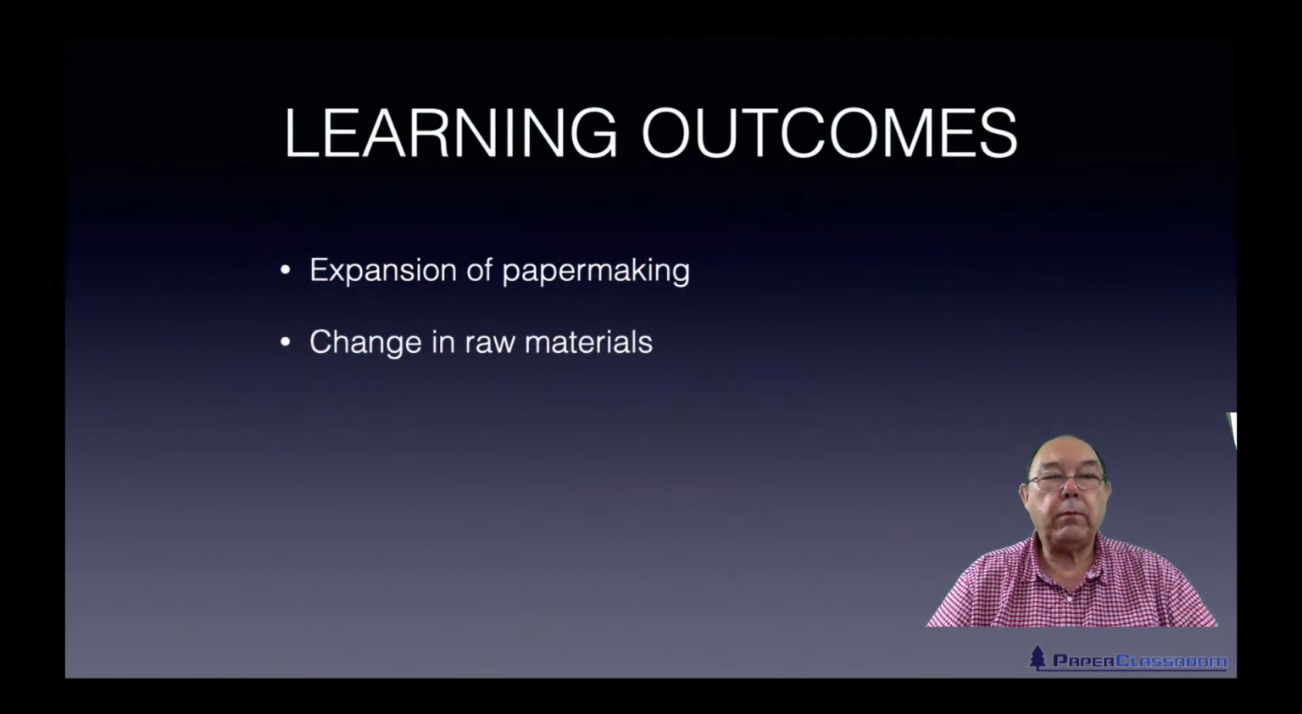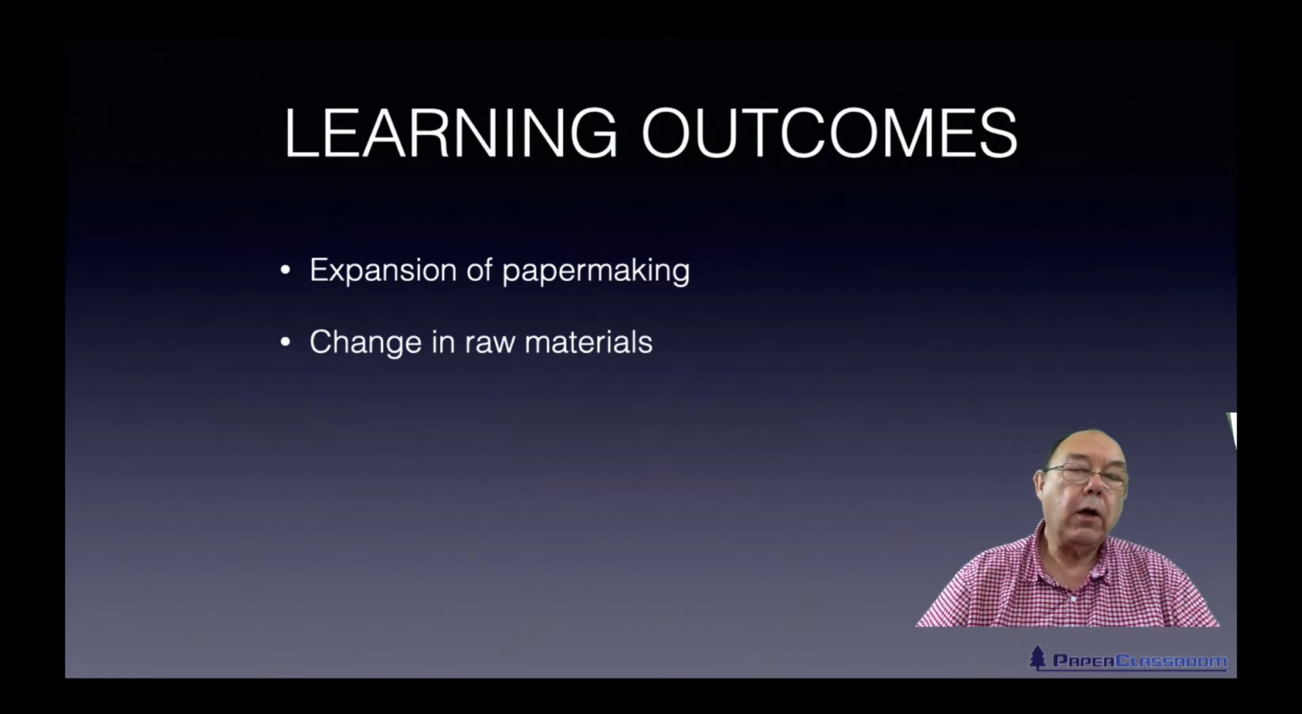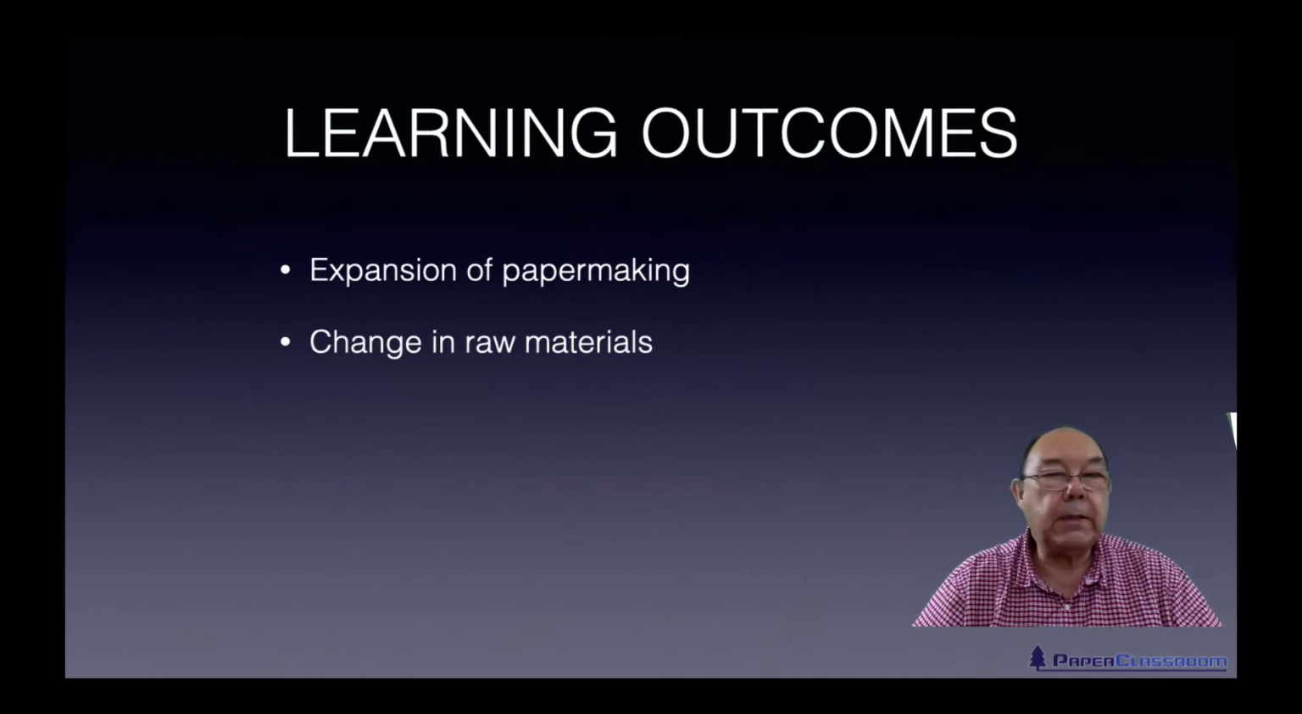You need to know about the changes in raw materials. What did they used to use when they first started making papermaking? What do they use today? What's happened in the transitional period and why did it happen?